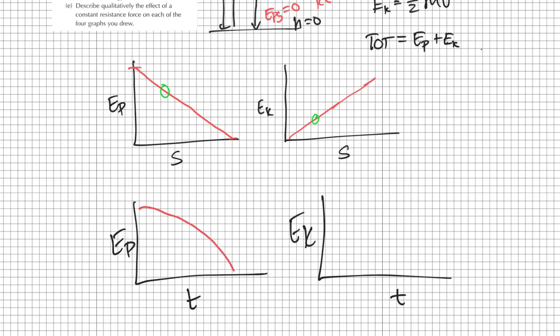Because as I fall, I'm going to be going faster and faster, so I'm going to be covering more ground each moment. So I'm going to be losing potential energy even faster. And my kinetic energy then would look something like this. Because I'm moving faster and faster, my kinetic energy is going to increase more and more, because I'm going faster each moment.